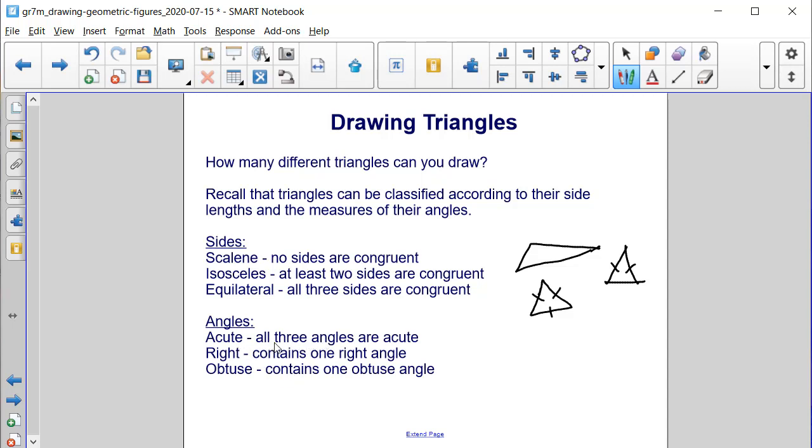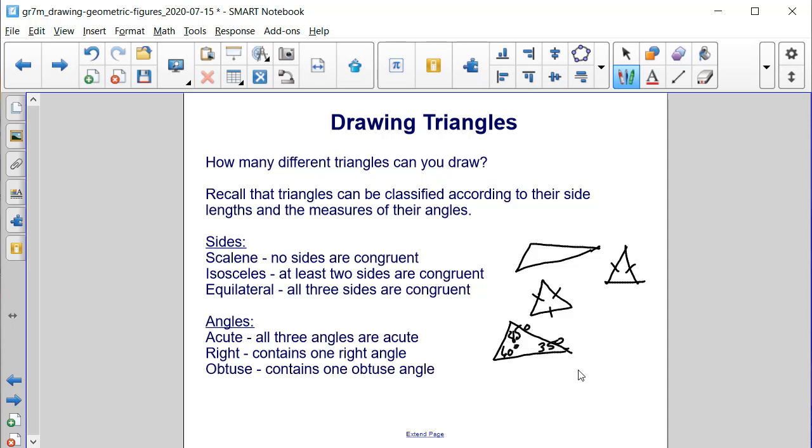An acute triangle has all three angles acute, or less than 90 degrees. So for example, this triangle right here. Let's say we have an 85 degree angle here and a 60 degree angle down here and a 35 degree angle here. This would be considered to be acute.